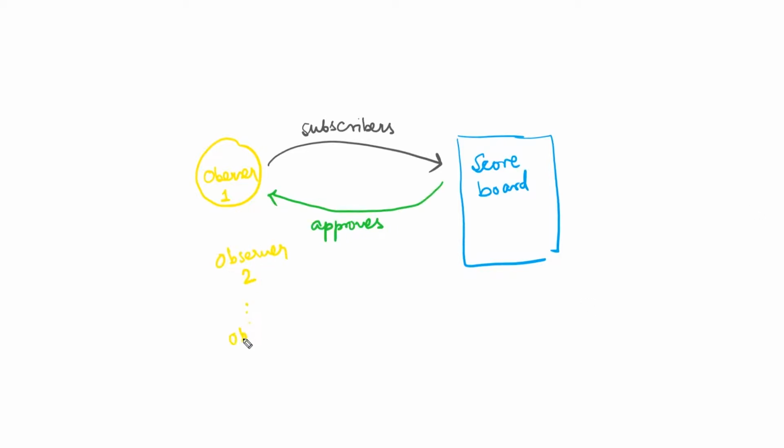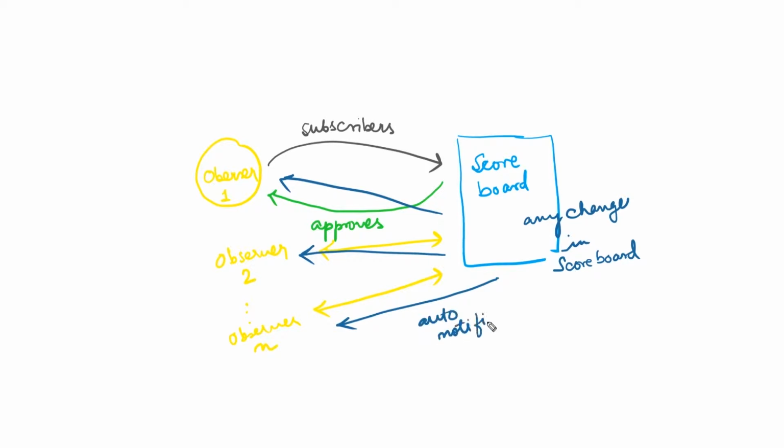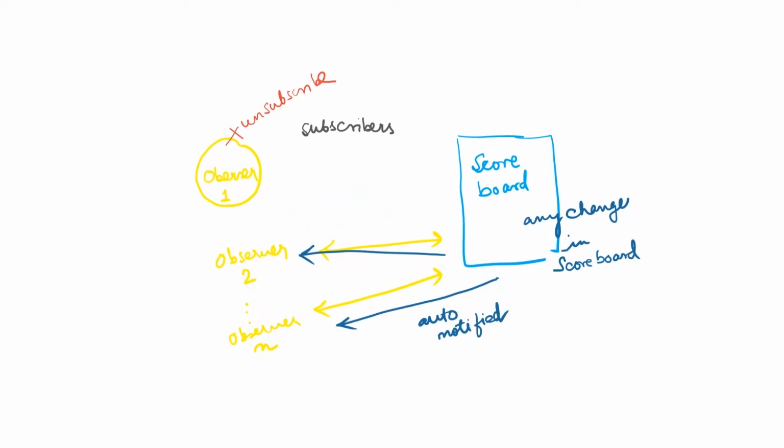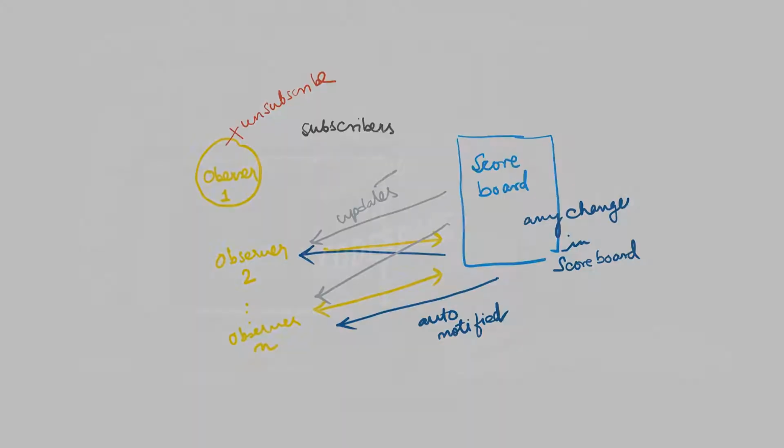Like this, there can be n number of observers, and any change in the score will be notified to all the observers automatically. And if an observer unsubscribes from the subject, then any further changes will not be notified to that observer. Let's jump into code and check how to implement it in Java.